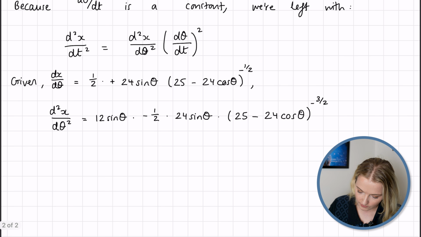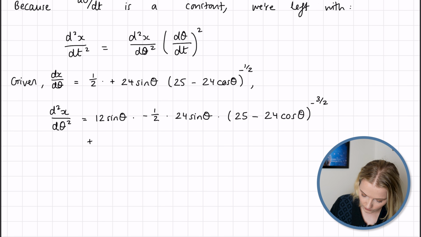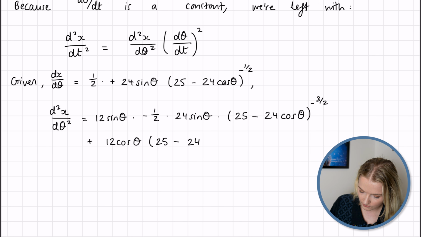But the next thing we can do is leave this part alone and differentiate this. So this would just be plus, well, sine theta differentiated is cosine theta. So this would just be 12 cosine theta all multiplied by 25 minus 24 cosine theta to the power of minus a half.